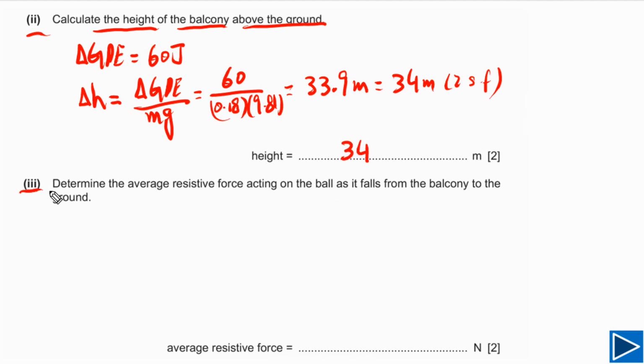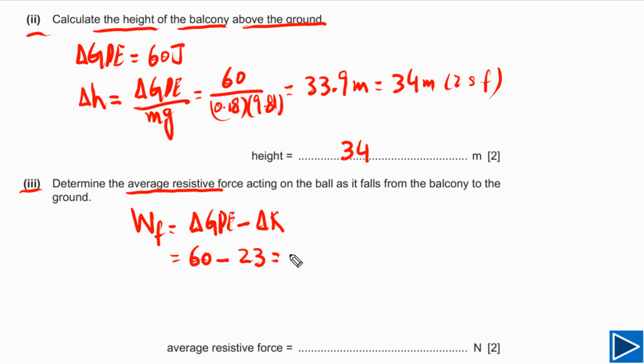Let's move on to the third part. The third part is asking us to calculate the average resistive force acting on the ball. For this concept, we need to use the law of conservation of energy. In this case, the work done by resistive forces is equal to the change in mechanical energy, meaning the change in gravitational potential energy minus the change in kinetic energy. The change in gravitational potential energy is equal to 60 and the change in kinetic energy is 23, so the work done by resistive forces is equal to 37 joules.